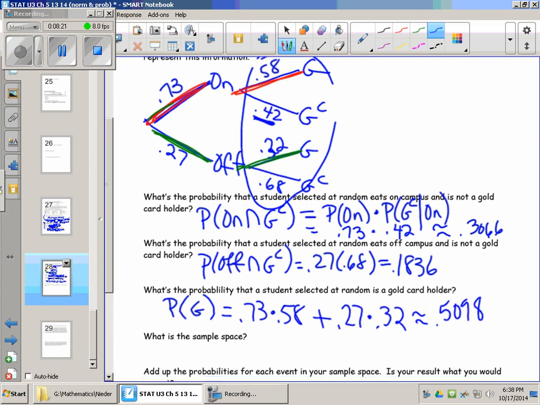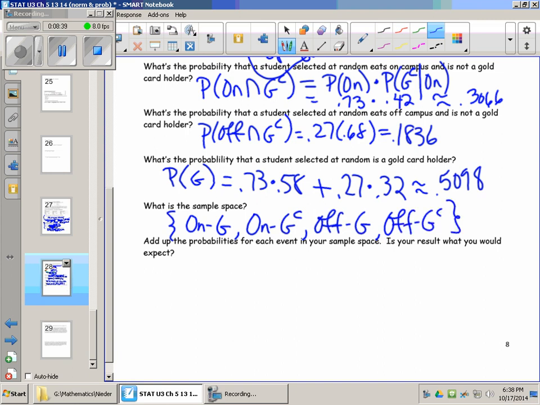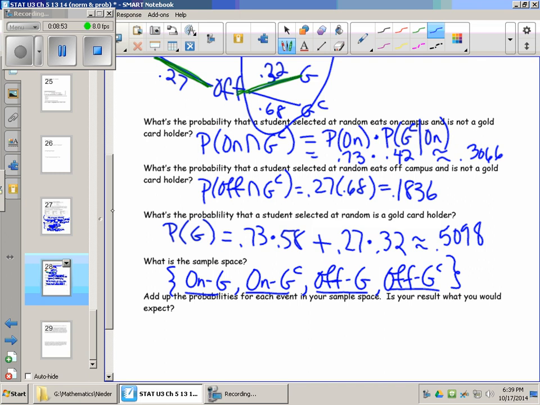All right? What is the sample space? What are all our possible events here? Well, you just go down the branches. They're all organized nicely. So we could be on and a gold card. We could be on and not a gold card. We could be off and a gold card, off and not a gold card. So there's our sample space. Okay? So let's find out the probabilities of each of these events happening. You should assume that they're not equally likely to occur. And then what do you think we will get? Let's go ahead and find out.